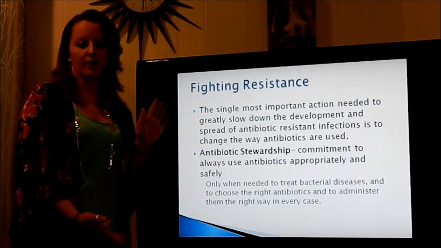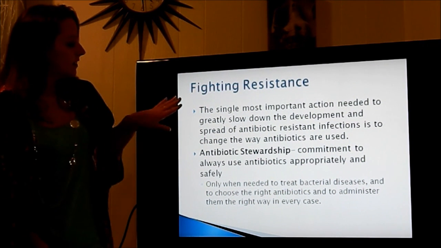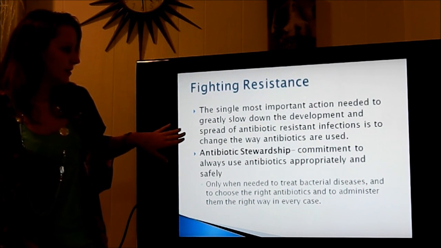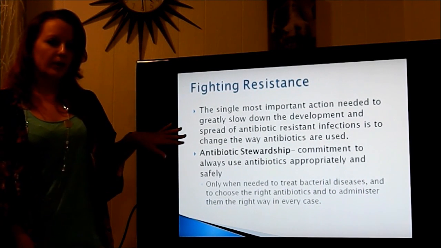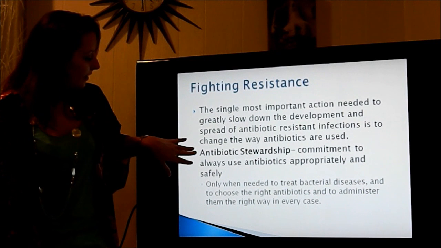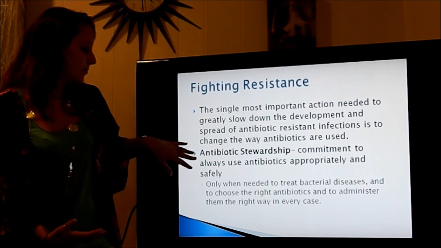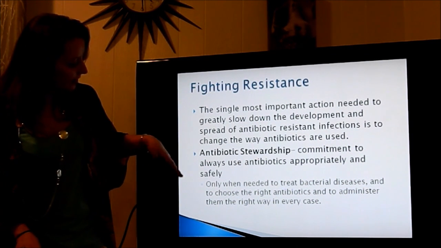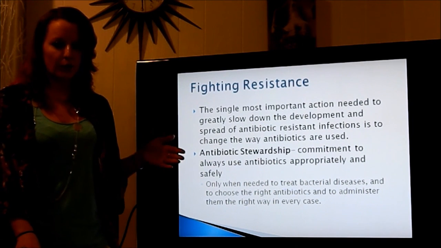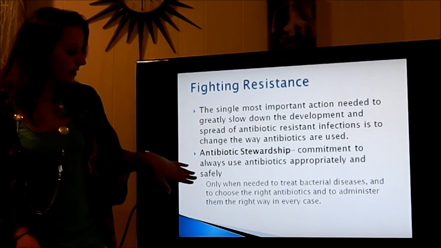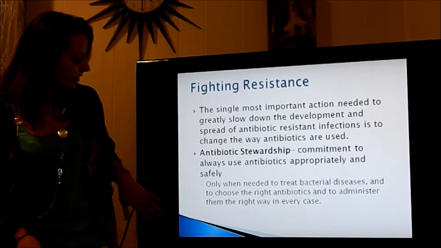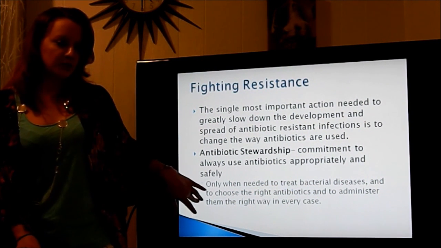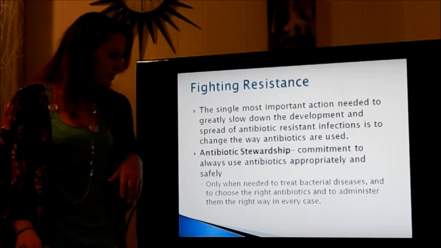And this is a way of fighting antibiotic resistance. The single most important action needed to greatly slow down the development and spread of antibiotic-resistant infections is to change the way antibiotics are used. And antibiotic stewardship is a commitment to always use antibiotics appropriately and safely. An example of using an antibiotic appropriately and safely is to use it only when needed to treat bacterial diseases, like I said earlier, and to choose the right antibiotics and to administer them the right way in every case. It should be the correct dose and duration.